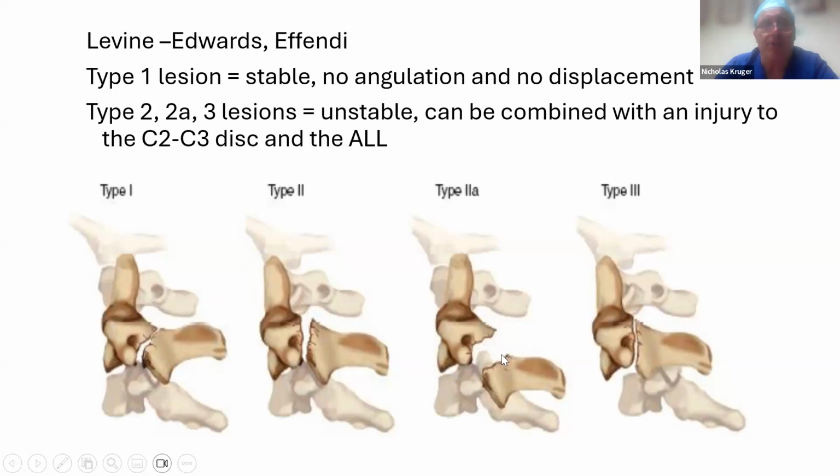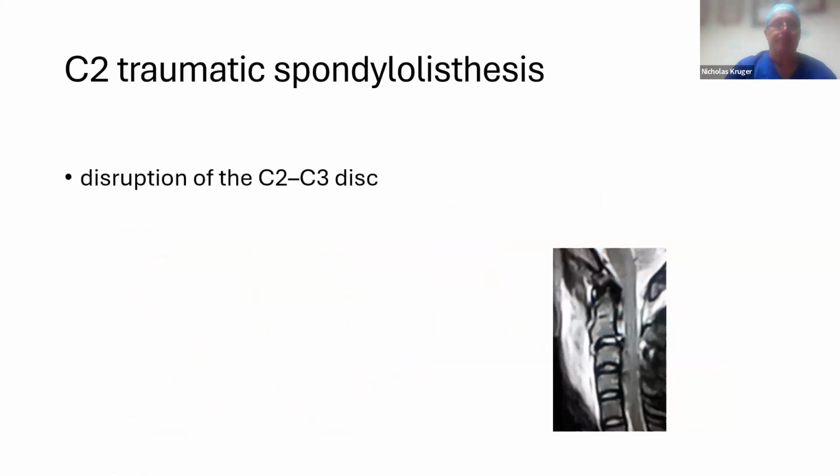The 2A is a special one. You've torn the PLL, and that's highly unstable. And you don't really want to put that in traction because you get massive over distraction. So you can see how that disrupts the C2-3 disc. And if you've torn the PLL, then you can have quite a bad over distraction at that level.